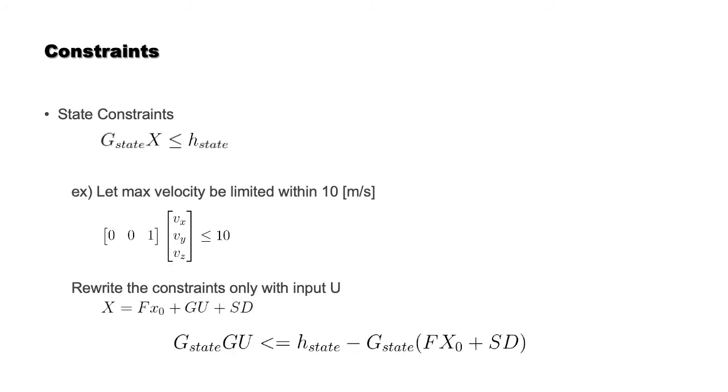Constraints on the state can also be added, but need some tweaks. Since all objectives are written with regard to u, we need to rewrite the constraint. For example, if velocity has a limit of 10 meters per second, one can write it like this in the second equation. But since x can be written with respect to u, we can substitute this x into the constraint, and we get the last equation.